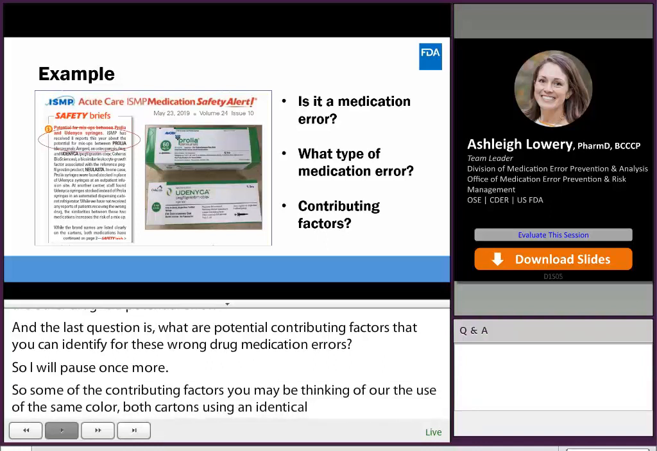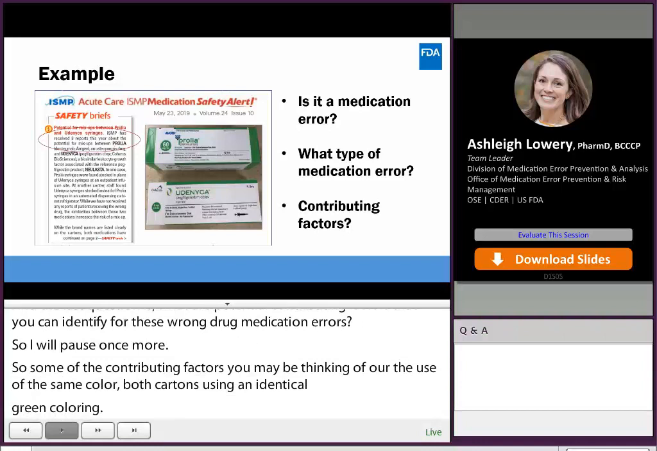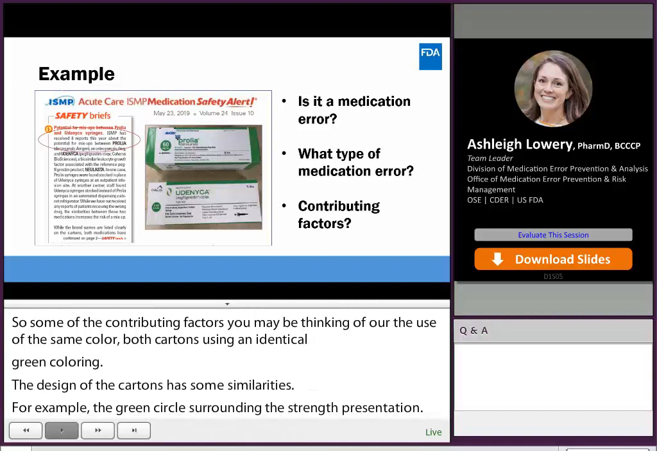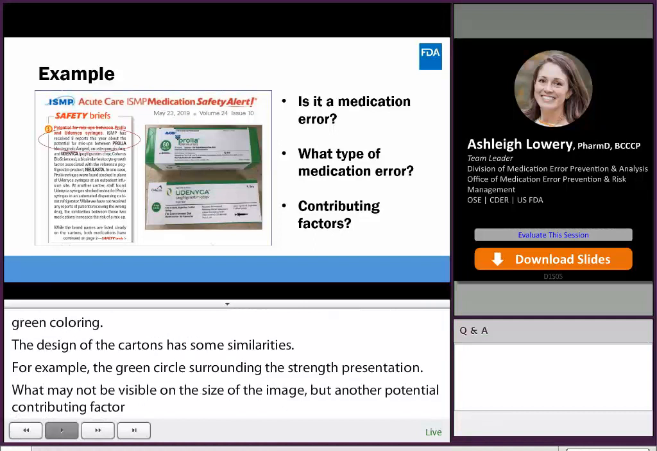What may not be visible on the size of the image, but another potential contributing factor, is the overlap in dose. Eudenica is a 6 milligram syringe, and Prolia is 60 milligrams per milliliter. So using the same number by a factor of 10.